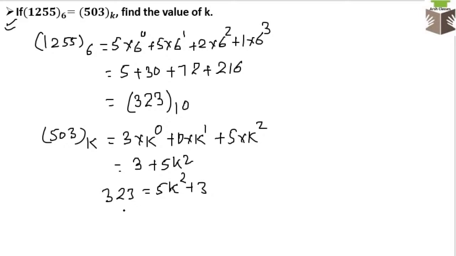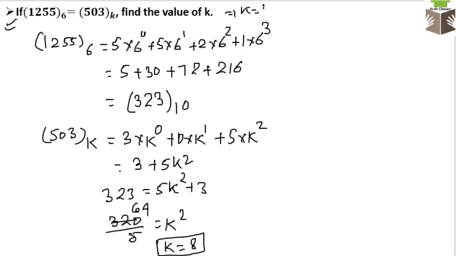So let's subtract this 3. What you will get is 320 divided by 5, that is equal to k square. Now 320 divided by 5 is 64. So k becomes 8. As you know, k cannot be negative, so k will be positive 8, right? And the answer for this particular question is definitely k equals 8.